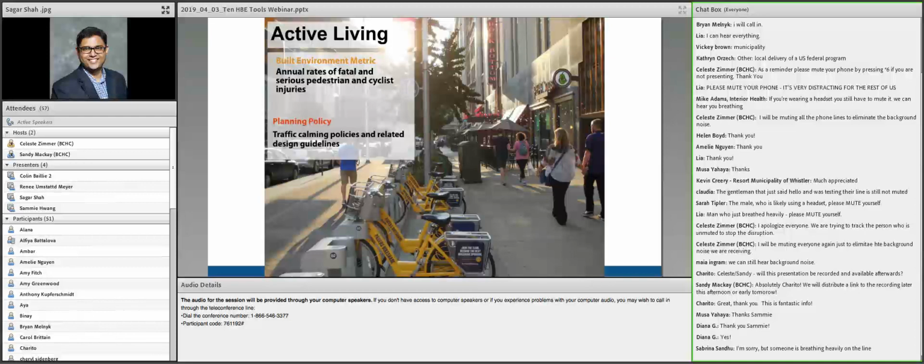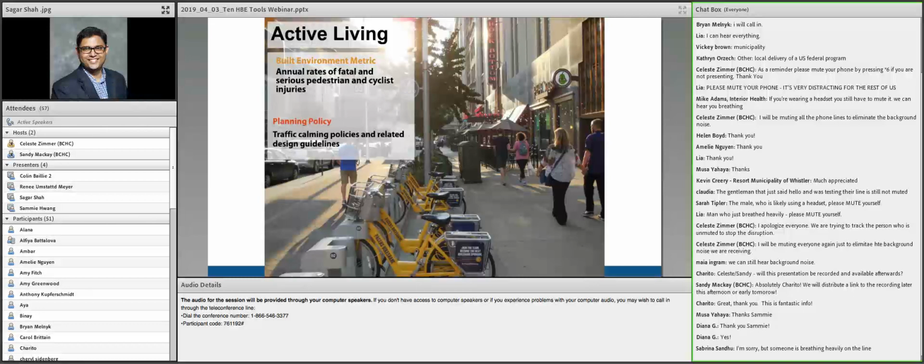In the next 3 or 4 slides, I won't go into detail. I'll be fast. What I do is give one example of a metric from a domain and then the policy. So for example, in active living, the metric is annual rates of fatal and serious pedestrian and cyclist injuries. And the policy is traffic calming policies and related design guidelines, a very broad-level policy. It doesn't go into minutiae because we are a national association and we want planners everywhere, in small communities, rural communities, urban communities, at the county level and regional level, to work with these indicators and policies. So it was intentionally kept a little bit broader, and we talk about that in the report as well.